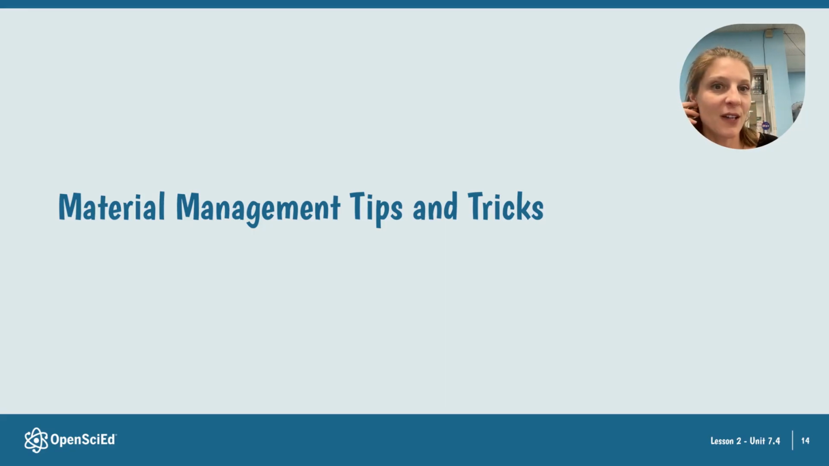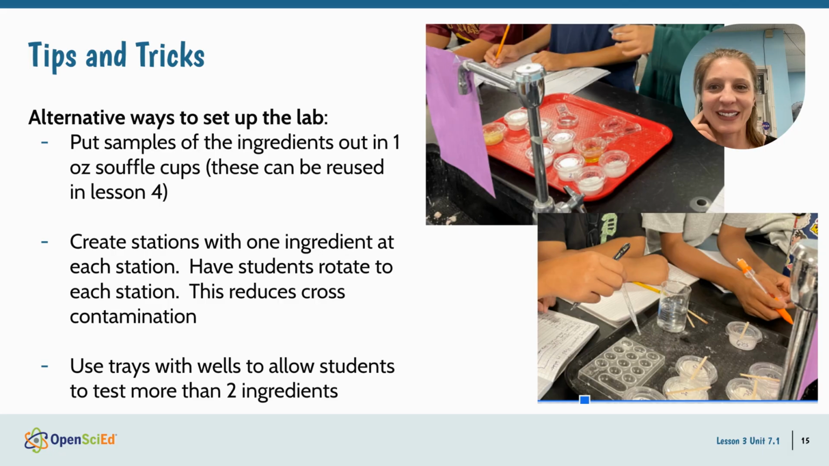So what are some material management tips and tricks for this lesson? All right, so there are a lot of different ways that we can set up these different labs that the kids are going to be doing. For example, in my class, I set the ingredients out in 1 to 2 ounce souffle cups because one, it's easy management for me. All the ingredients are out. They're in containers that aren't going to necessarily spill and get all over the place. And it's really easy for me to quickly clean up all 10 containers at the end of the period.